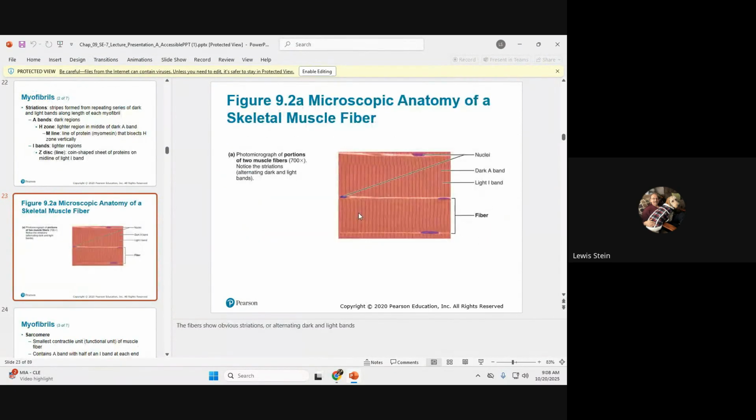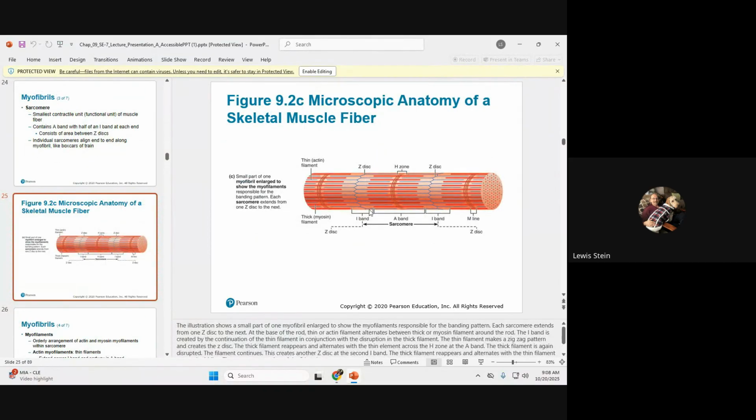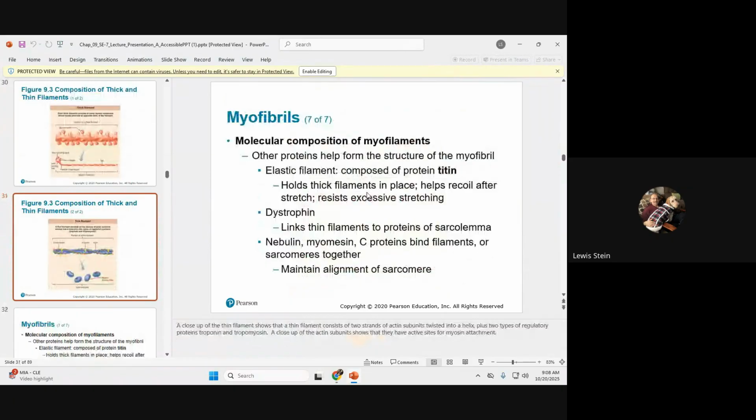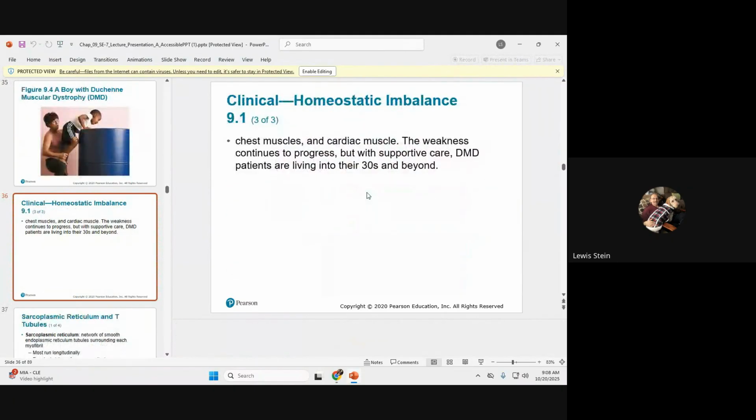We're going to look at these banding patterns. We're going to look at all of these things called sarcomeres. We're going to look at that kind of stuff. And then we have a variety of animations as I scroll through it.